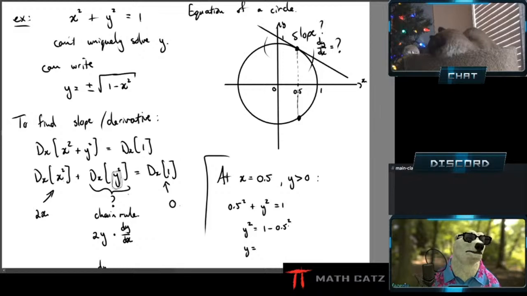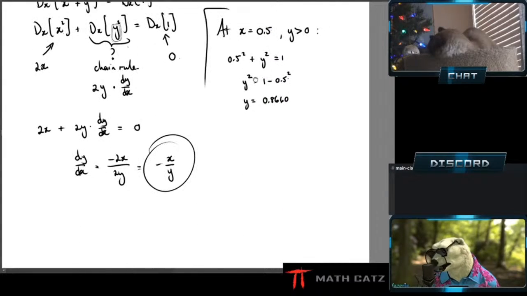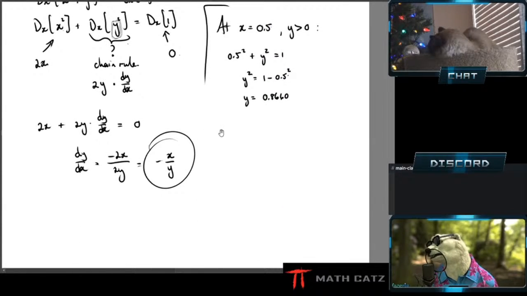MathBot always works. Well, not always. So I have square root of 1 minus 0.5 squared. And you should also get 0.8660 if I round to 4 decimal places. That's this y coordinate, right? Okay, great. Now the derivative takes both.